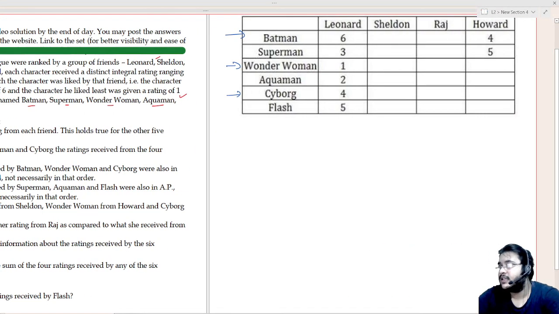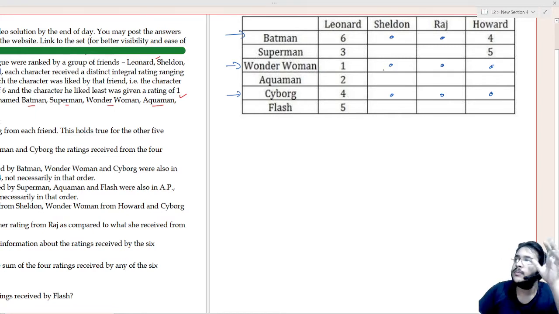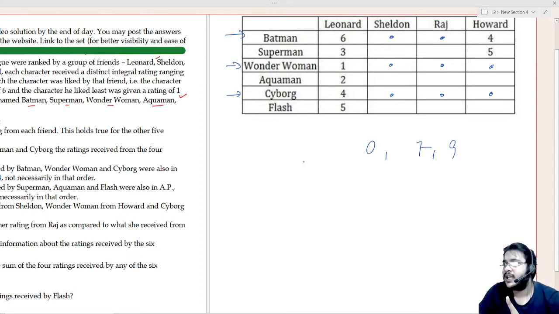So if I take you to this table, these numbers, I hope you can see these numbers, they are saying will be in arithmetic progression. One thing that I know for sure is that whatever these numbers are, they cannot be 0, they cannot be 7, they cannot be 9. Their range is already given to me, that is 1, 2, 3, 4, 5 and 6. This is the range that they have already mentioned. Now the thing is, there are 3 members that I need to fill in the points for, which is Batman, Wonder Woman and Cyborg.